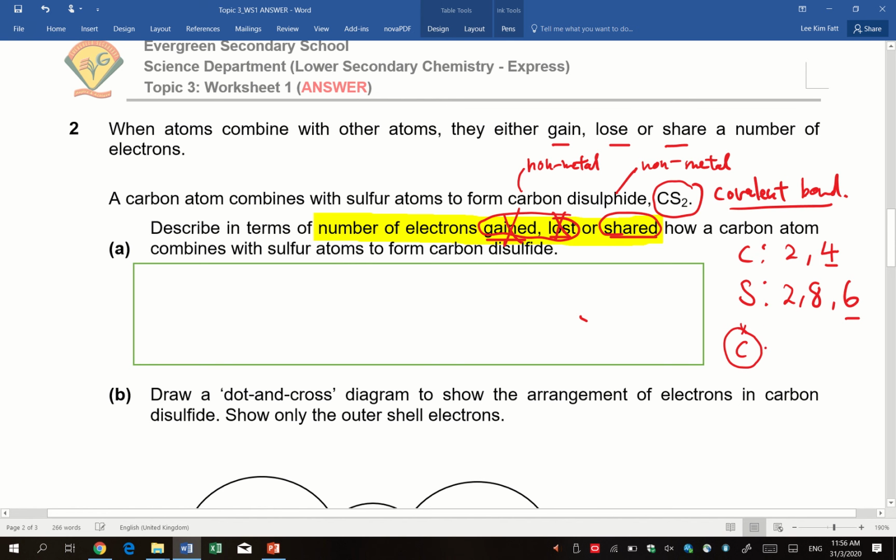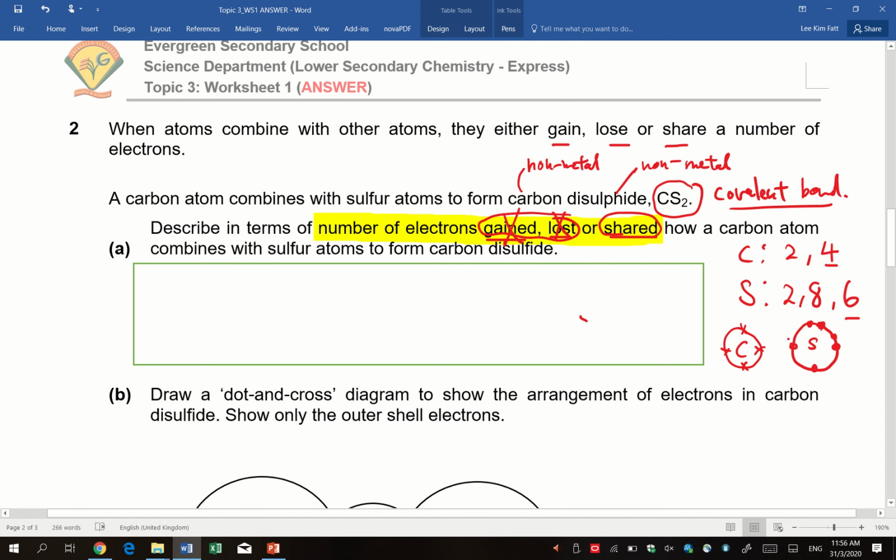So for carbon, 1, 2, 3, 4. And for sulfur, valence electron shell, 1, 2, 3, 4, 5, and 6. Okay, so the chemical formula is CS2, right? So basically I will have another sulfur.